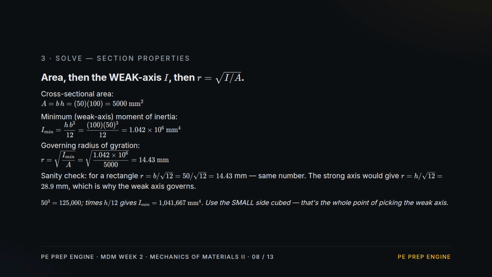Solve. Part 1. Section properties. Area is width times depth. The weak axis moment of inertia uses the small side cubed, HB cubed over 12. Then the radius of gyration is the square root of that inertia over the area. Quick check. For a rectangle, it also equals the small side over root 12. Same answer. The strong axis would give a bigger radius, which confirms the weak axis governs.